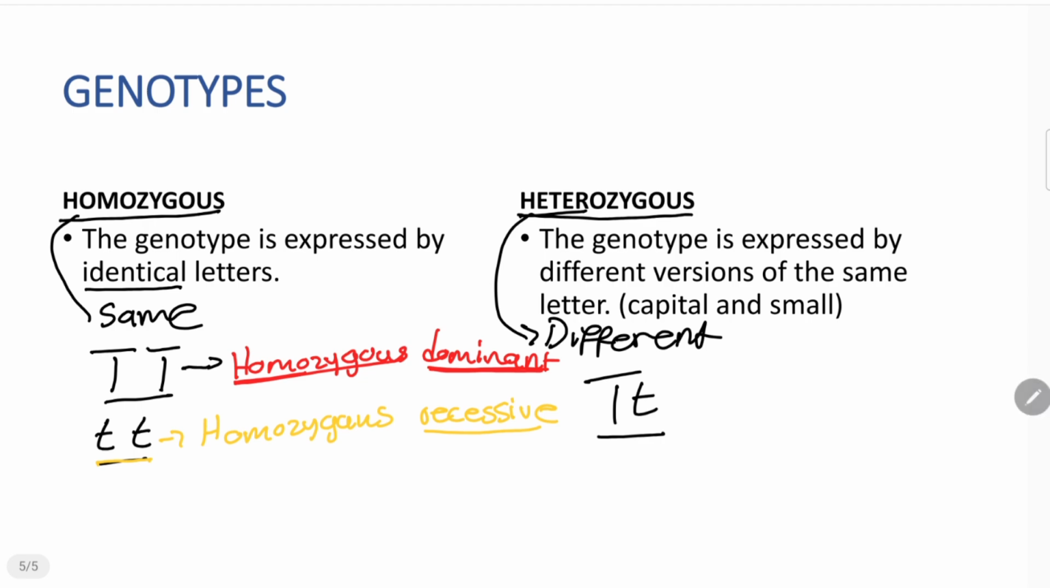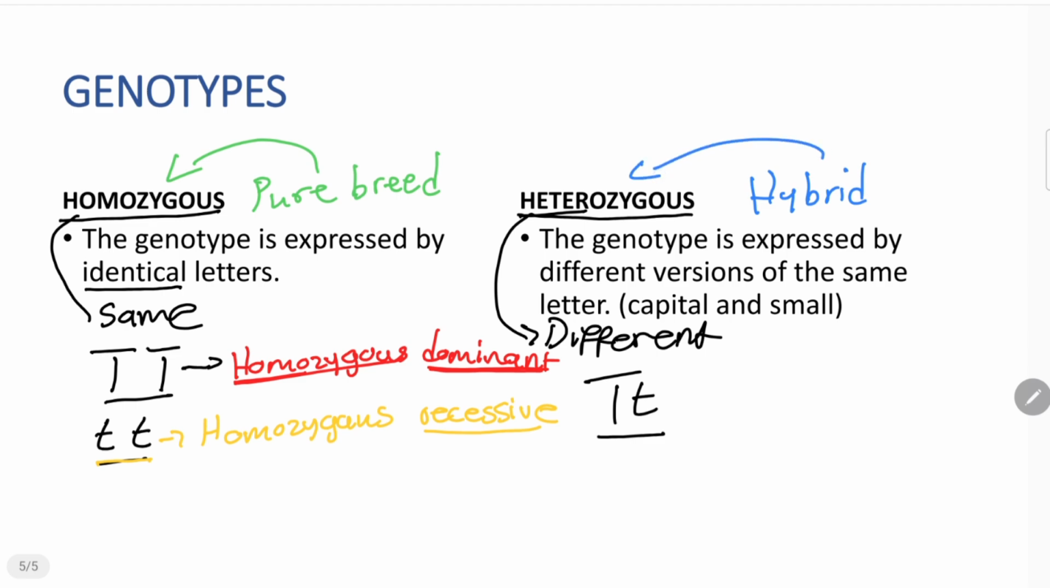Now, there's some information to add: an organism that is homozygous can also be called a pure breed. So the word pure breed simply means homozygous. For heterozygous, an organism can be called a hybrid. So a hybrid simply means heterozygous, and pure breed simply means homozygous.